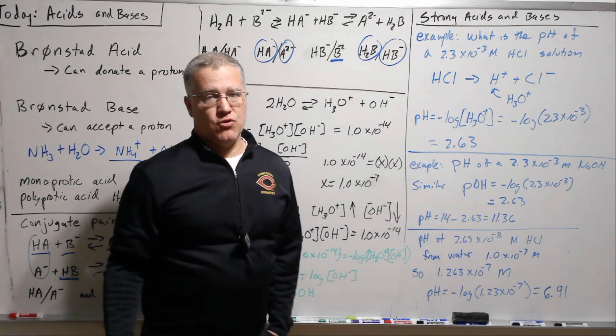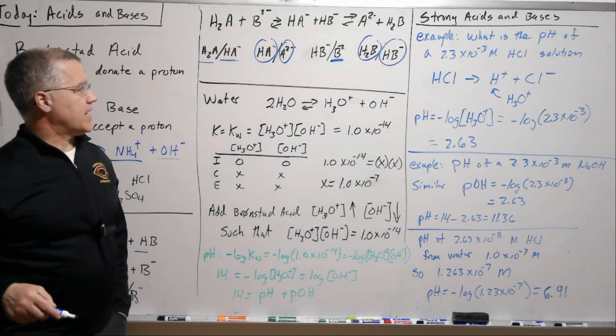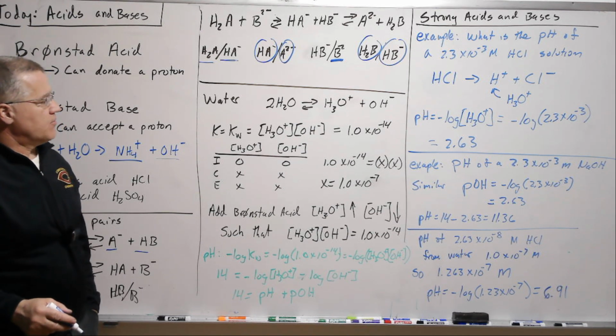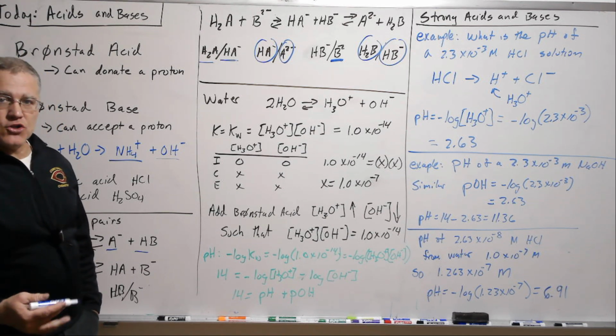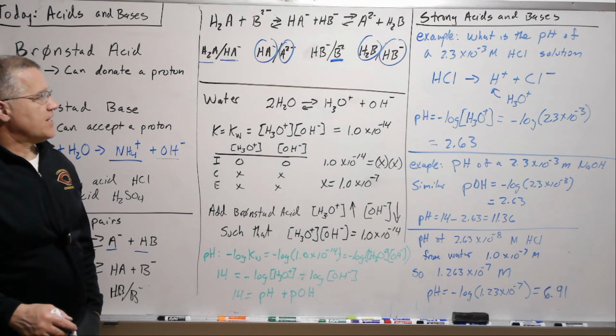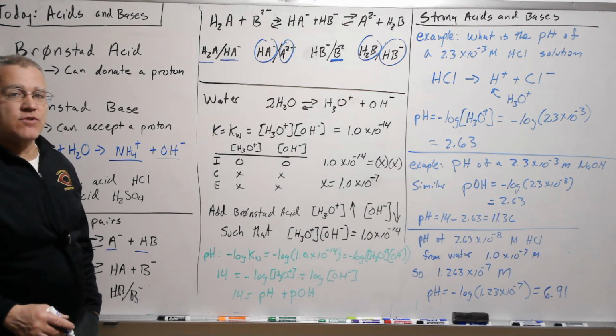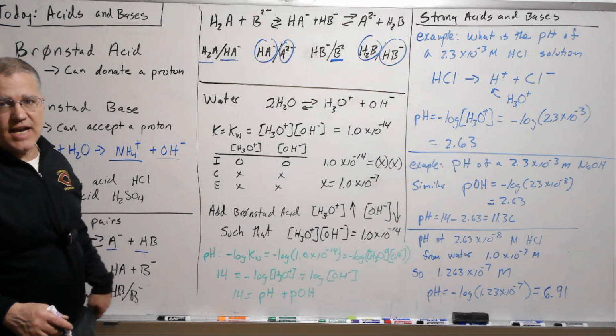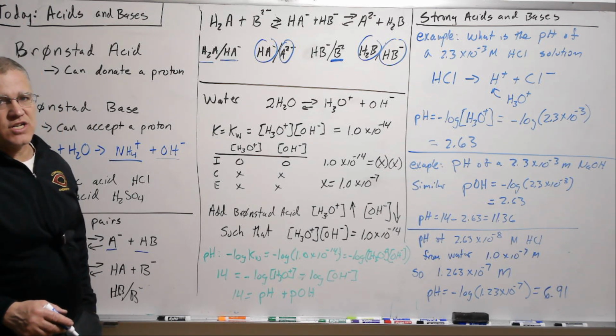We can even have triprotic, so phosphoric acid, three equilibria, and a multiple amount of conjugate acid-base pairs. So that'd be a good exercise. See if you can write out phosphoric acid and identify all the conjugate acid-base pairs.